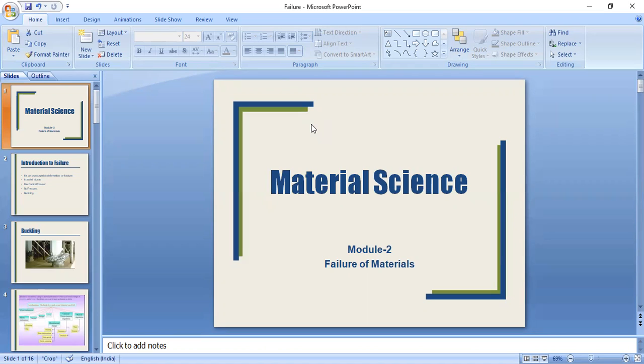In this session, we are going to continue the failure of materials. In the last session, we had discussed about the basic concept about failure and what is the meaning of fracture. So, before going to today's session, let us recall what the things we had discussed in the last class.